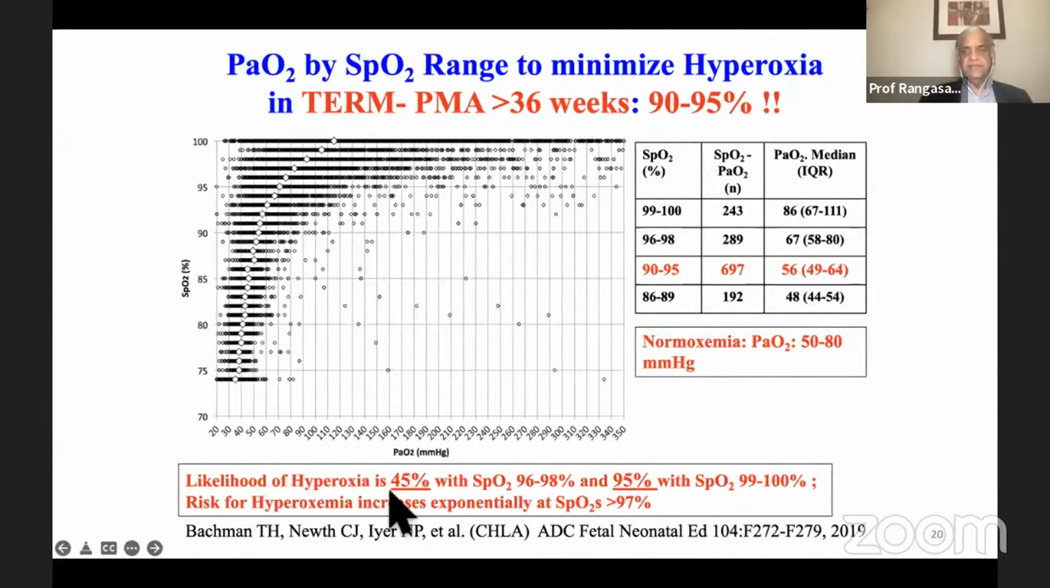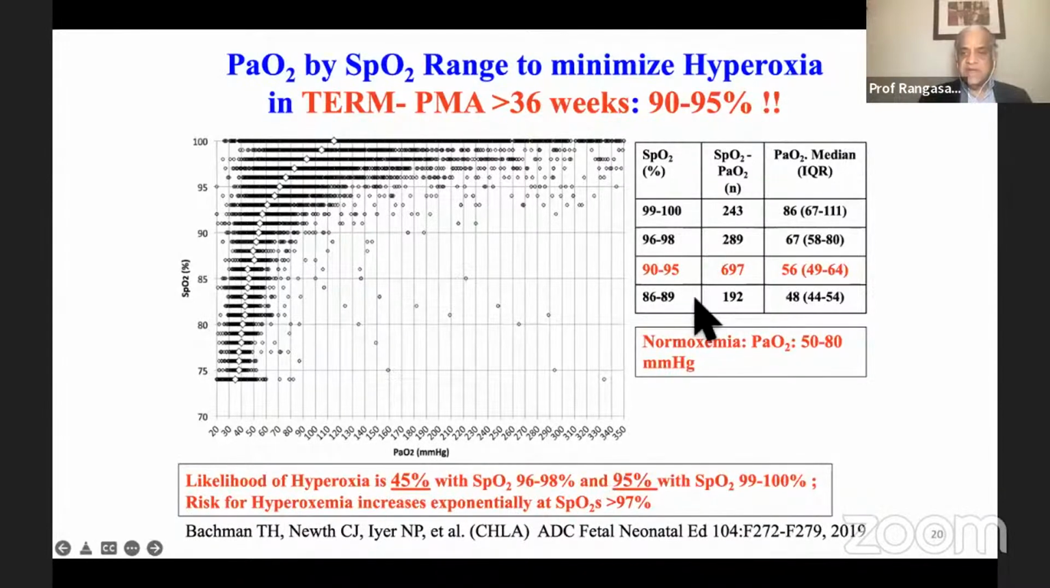Likelihood of hyperoxia is 45% when the saturation is between 96 to 98. So if it's 97, that baby could be hyperoxic. It is 95% when the saturation is 99 to 100. Because of the shape of the oxygen dissociation curve, risk for hyperoxemia increases exponentially when the saturation is more than 97. The same thing happens exponentially when the saturation is too low, below 80. Babies could be at very high risk for hypoxemia.